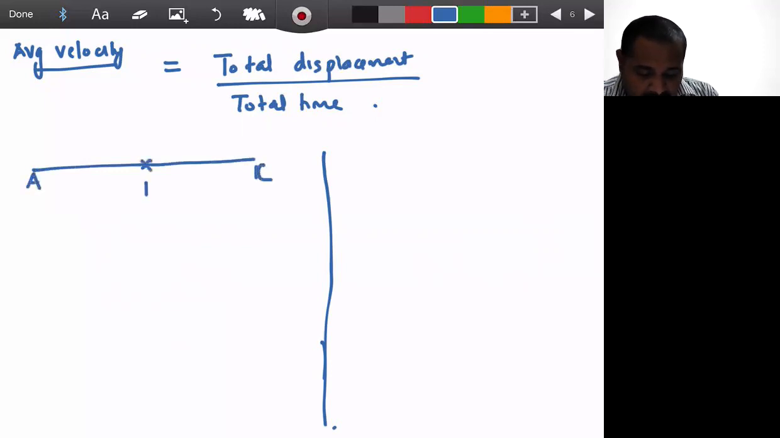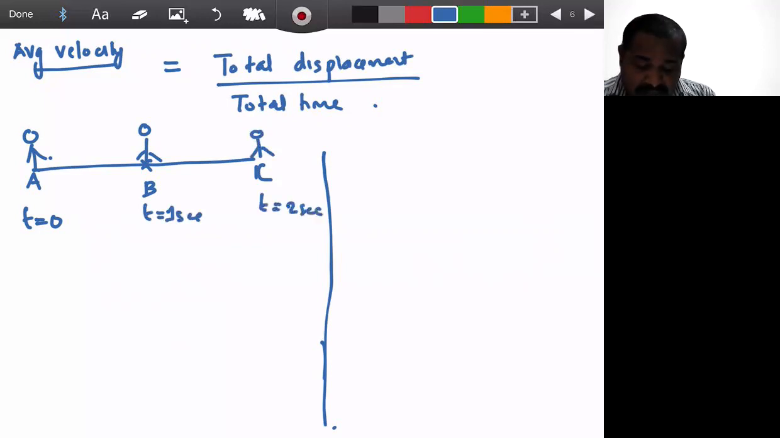I am considering A, B, and C. The particle is at A at the time t equal to 0. Now he reached the point B at the time t equal to 1 second. Now the particle reached C at the time t equal to 2 seconds. Now what happens is that he returned back to B. I will give you the distance as well in between. From A to B, the distance is 2 meters. From B to C, the distance is 3 meters.